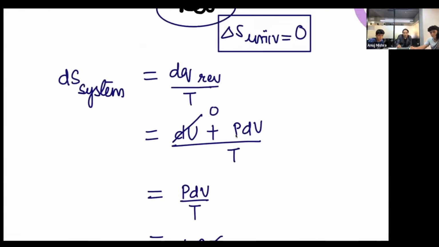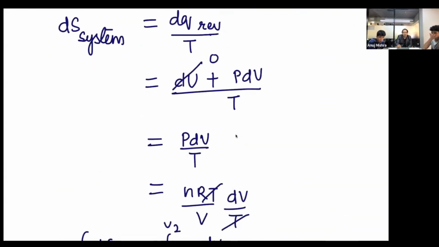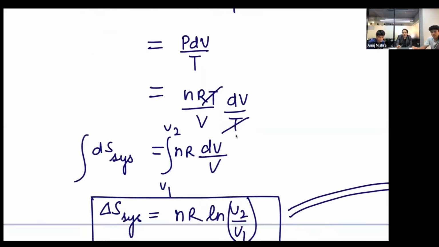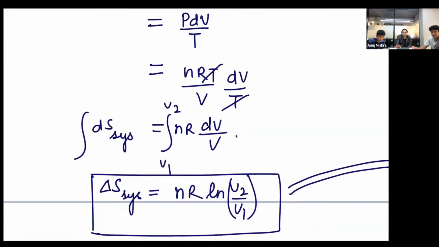आपने ऐसा लिखा, dS is dq reversible upon T, dq reversible is dU plus PdV upon T. PdV को लिख दिया आपने nRT upon V. Just see. इंटीग्रेट किया, integral dS system is this formula. ये फॉर्मूला नोट कर लीजिए, डायरेक्टली यूज कर सकते हैं. डेल्टा S system is nR ln V2 by V1. किसके लिए वैलिड फॉर्मूला? Isothermal reversible case.